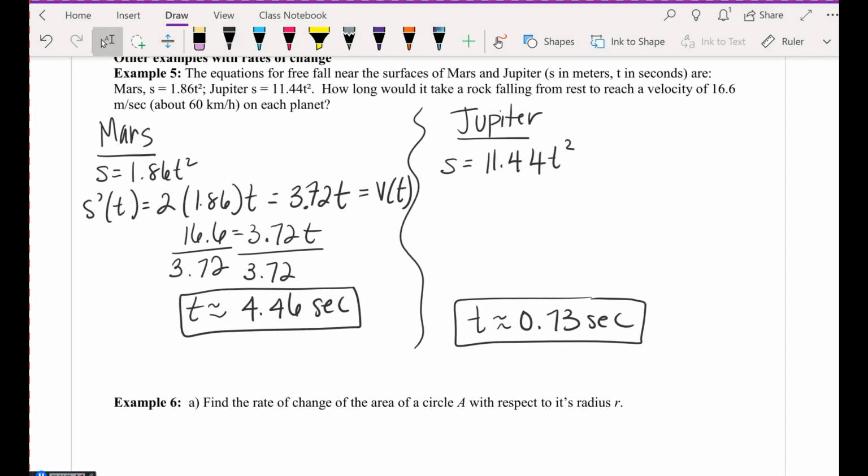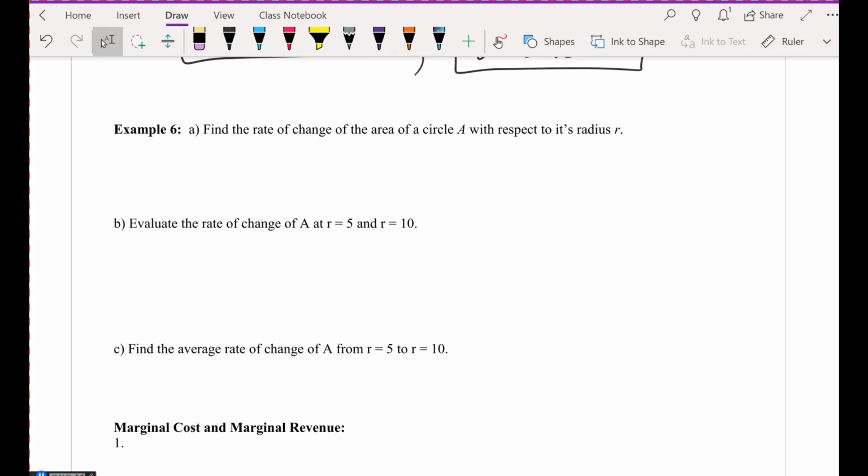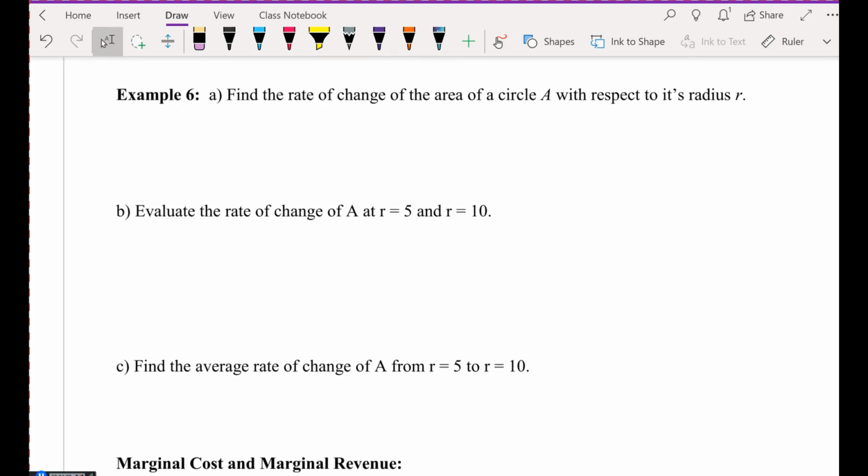Okay. Number 6, can you help me read number 6? Trey, just that very first, actually, you know what? Read all parts of number 6. Find the rate of change of the area of a circle with respect to its radius. Oh, sorry, it's supposed to be it's, not it is. Its radius. Evaluate the rate of change of the area of a circle at a radius of 5 and a radius of 10. Find the average rate of change of the area of a circle from radius of 5 to 10.